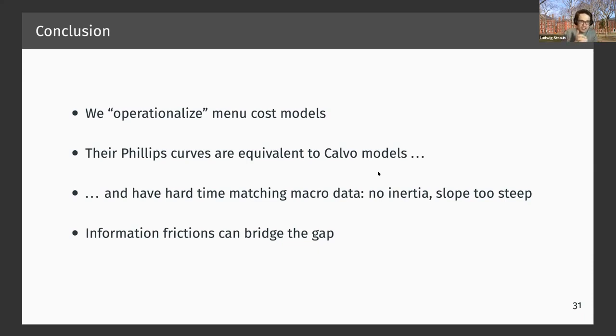For example, the slope is too steep and there's a lack of inertia inherent in these models. But information frictions can possibly bridge this gap, bring the slope down, and generate inertia. Well, thank you very much for being here, and I look forward to more comments.